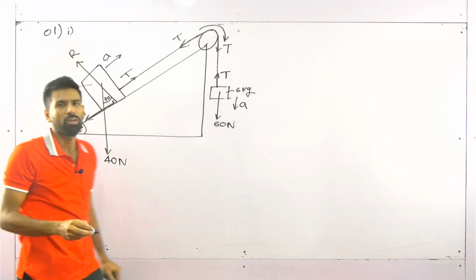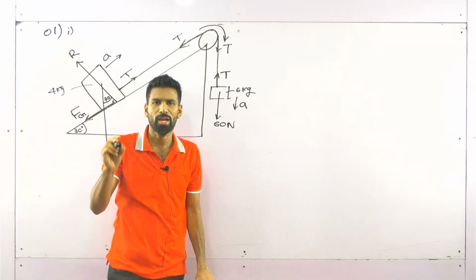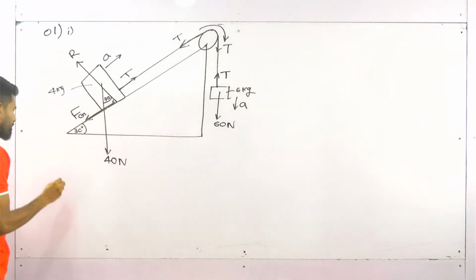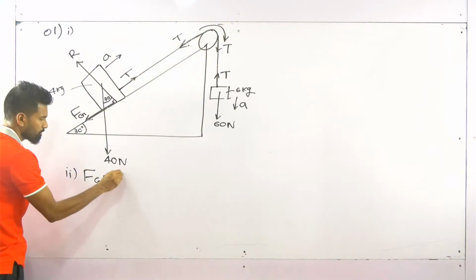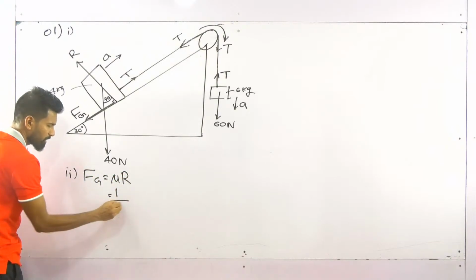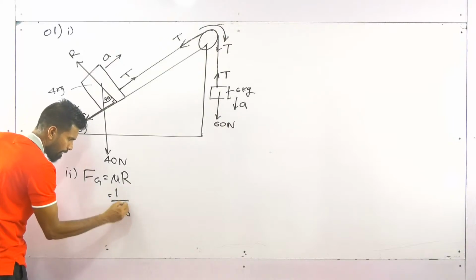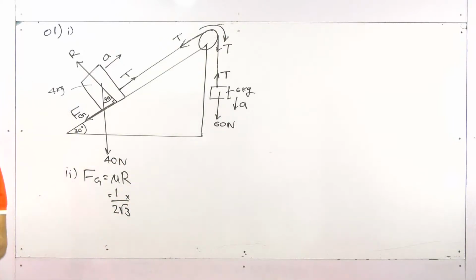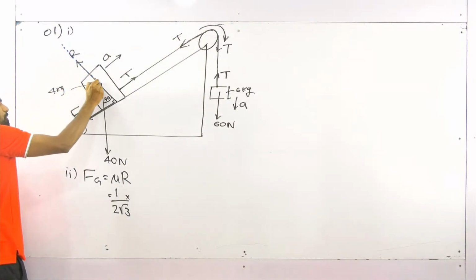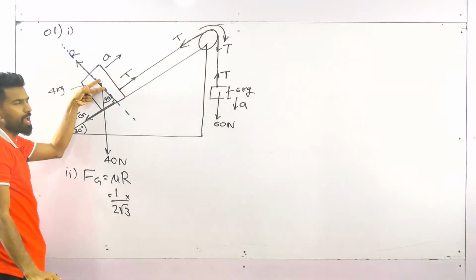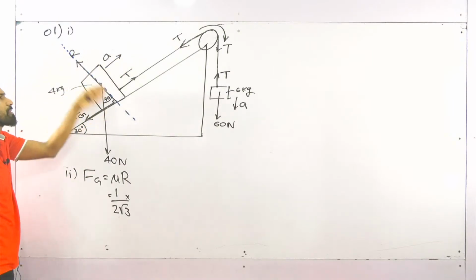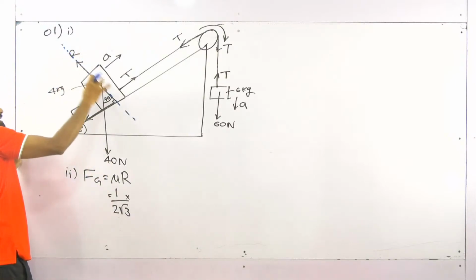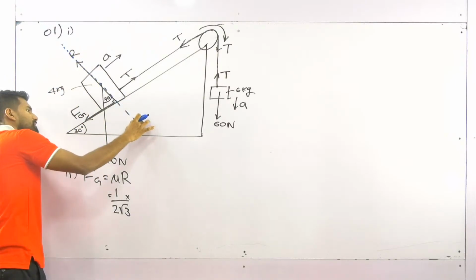You have to mark the free body diagram, the external forces acting on these objects. Second, you have to find the friction. Friction is equal to mu R when the object is in motion. Mu, the frictional coefficient, is 1 over 2 root 3. You have to find the R value. There's no perpendicular motion to the plane. This 4 kg mass moves on the plane, so R should cancel out with the perpendicular force in this direction.